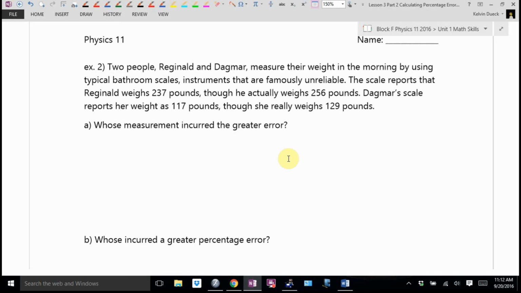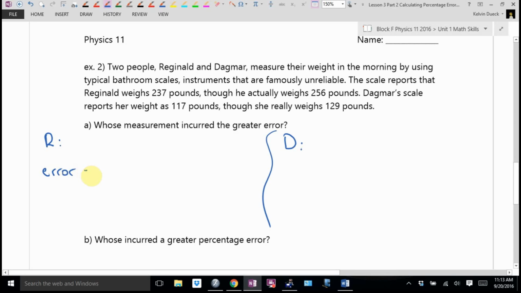Which measurement has the bigger error? Are there 2 people in this question? Let's cleverly divide our page in half. I'll call this R for Reginald, and I'll call this D for Dagmar. And the error is going to be for Reginald, the bigger number minus the smaller number. 256 minus 237. 19?